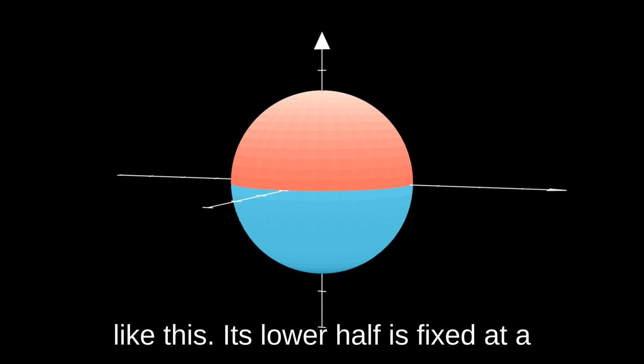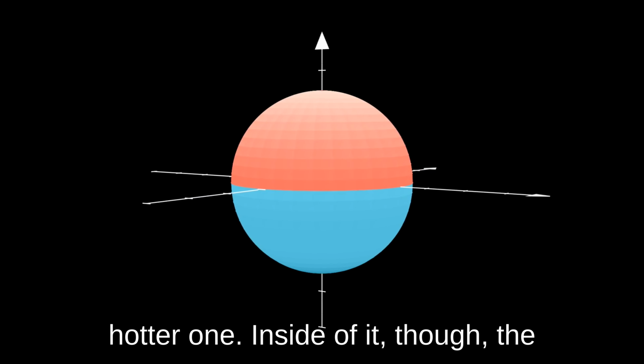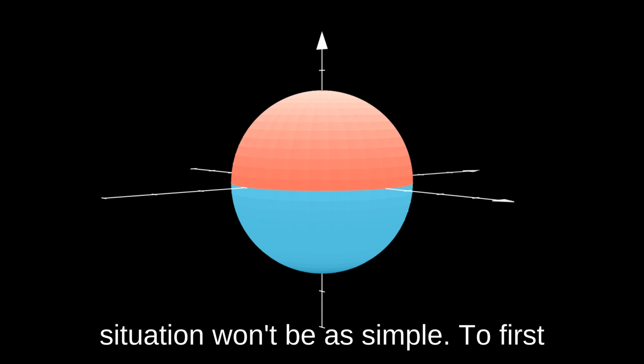Okay, so first of all, let's analyze our situation. It seems obvious that the ball's temperature will change when it enters the liquid. But if we go forward in time, it will tend towards a specific steady state. On the outside, it looks like this. Its lower half is fixed at a cold temperature and its upper half at a hotter one. Inside of it, though, the situation won't be as simple.